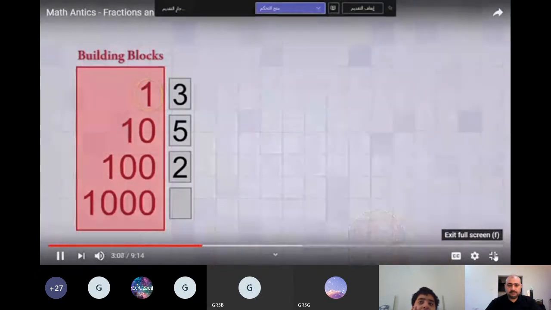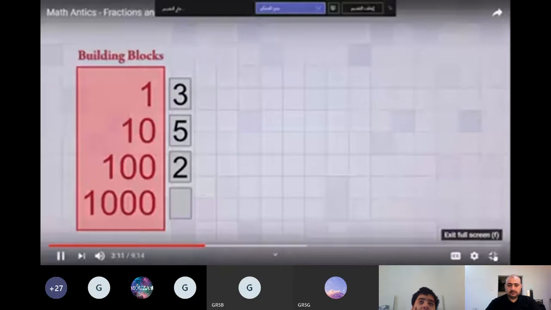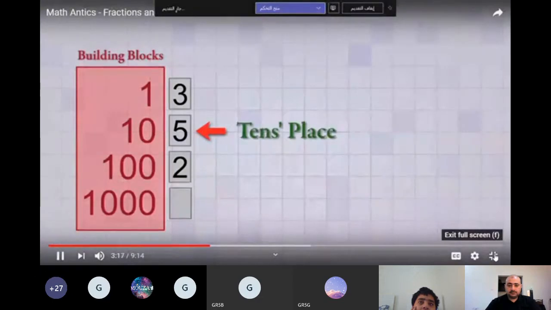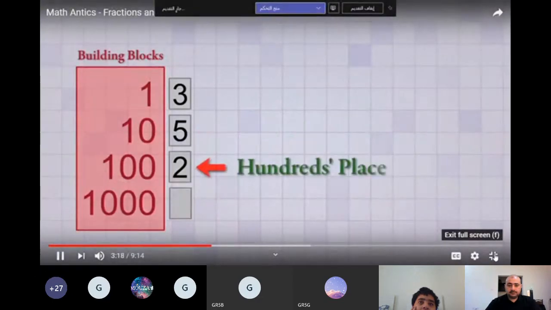Each number place is named for the building block it counts. For example, this number place is called the ones place because it counts ones. This is the tens place because it counts tens. And the hundreds place counts hundreds, and so on.